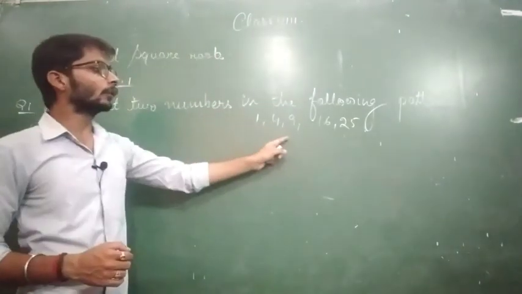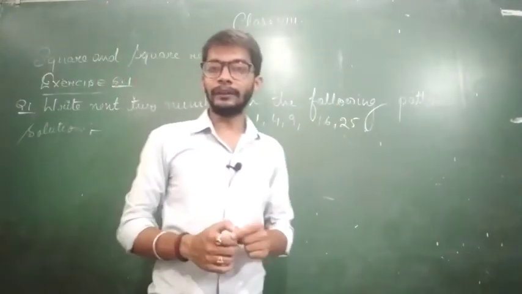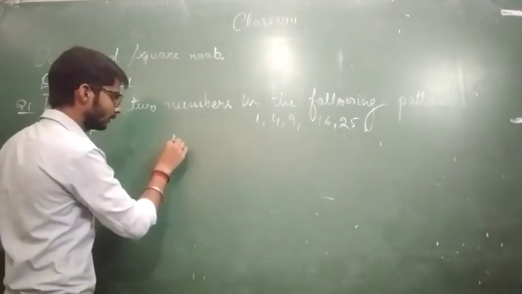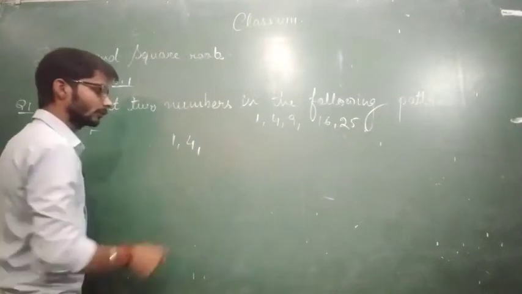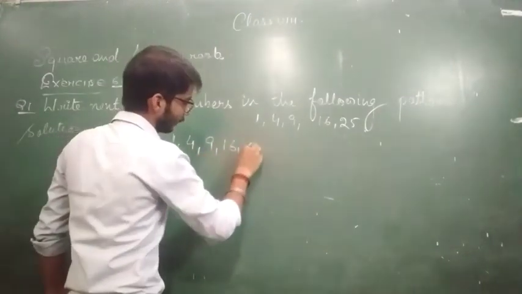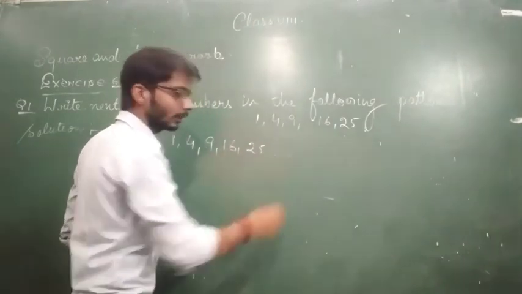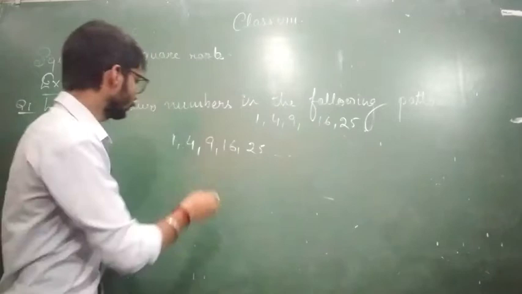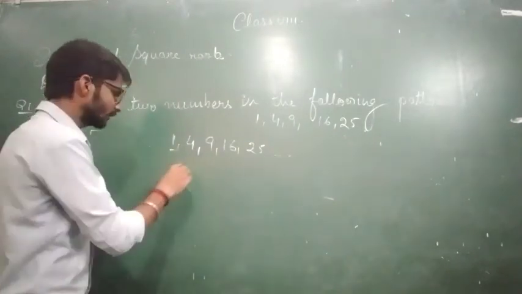The first question of this exercise is to follow the given pattern with the numbers 1, 4, 9, 16 and 25. In this question the first number is 1, the second is 4, the third is 9, then 16 and 25, and we have to write down the next two numbers in this pattern. So first we should know that 1 is the square of 1.